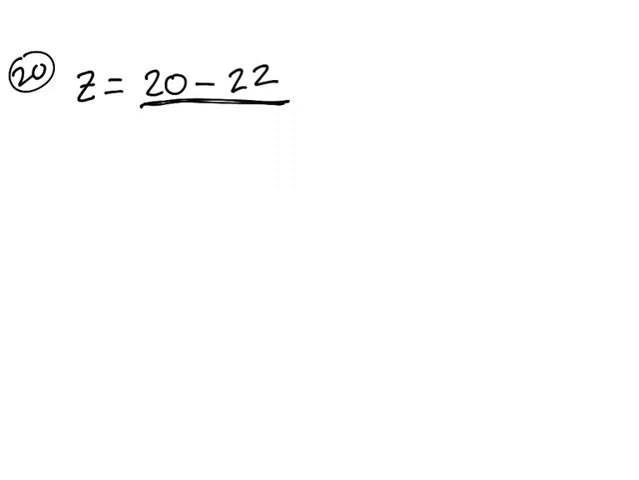Okay. 20. We have the same setup. We're going to get the z-score. And that's going to be 20 minus 22. Y'all see where 22 is? And then that's going to be divided by 1.5 divided by the square root of 60. And when you type that in your calculator, you get a whopping negative 10.33.